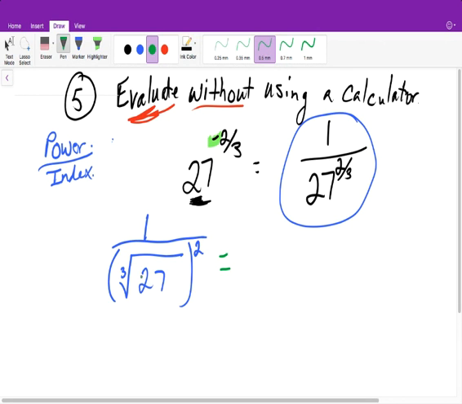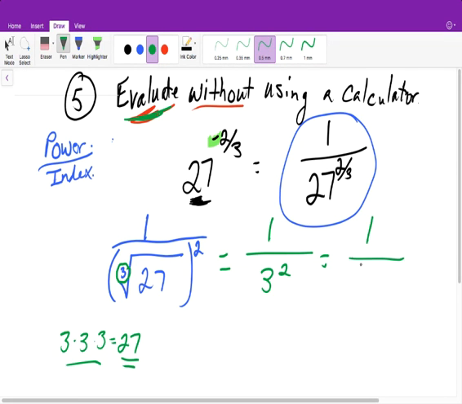So the cubed root of 27, well, 3 times 3 times 3 is equal to 27. So this is saying what number times itself 3 times is 27? And that is 3. So the cubed root of 27 is 3. So this is equal to 1 over 3 squared. Once again, we're asked to evaluate. Well, 3 squared is 9, so it becomes 1 over 9. A lot of people in class wanted to go ahead and make this a negative number because it had a negative exponent to begin with.